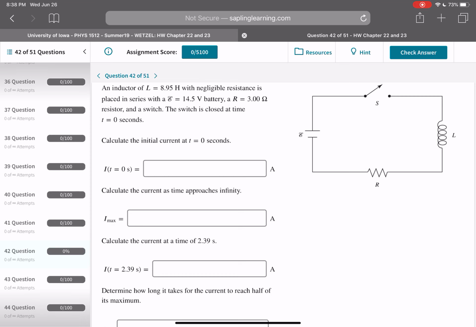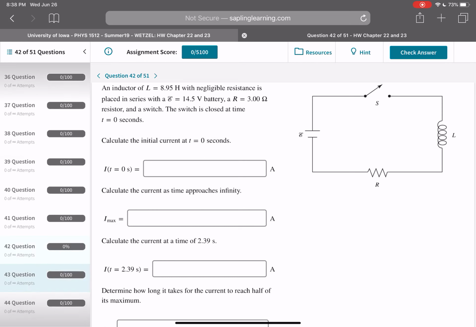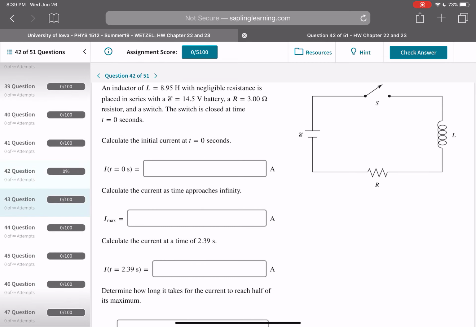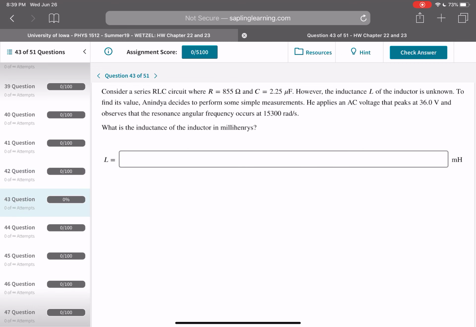So you should just take your equation for current in an RL circuit, and just look at it and put t equals 0 in. What do you get? Put t equals a really big number in. What do you get? And then what do you get at some specific 2.39 seconds? And then determine how long it takes for the current to reach half of its maximum. So that's just, you can eyeball that one. All right, 43, or just plug in half for your solve for t with current equals half, 0.5.